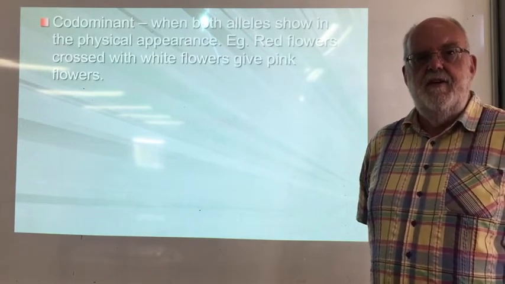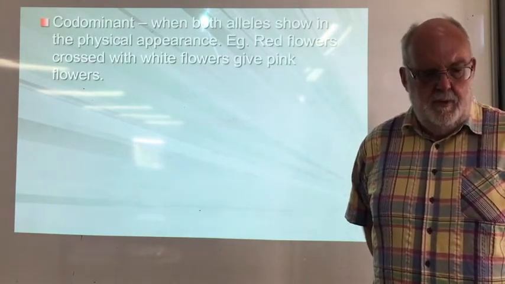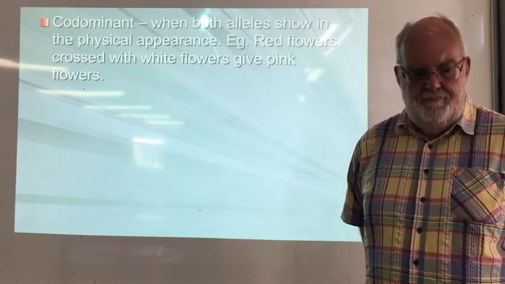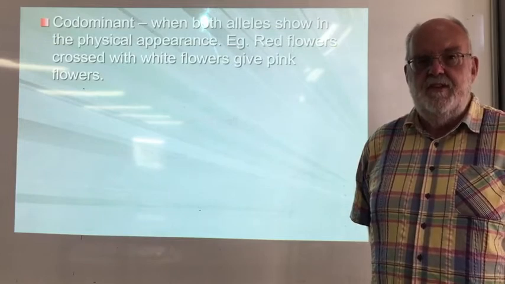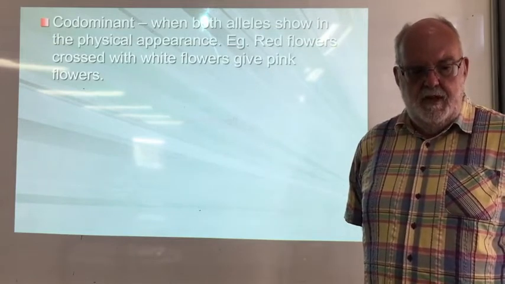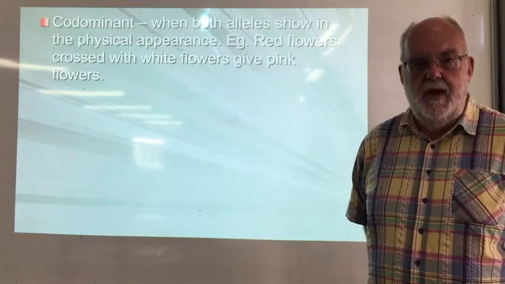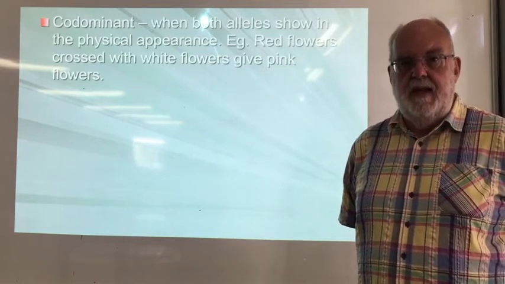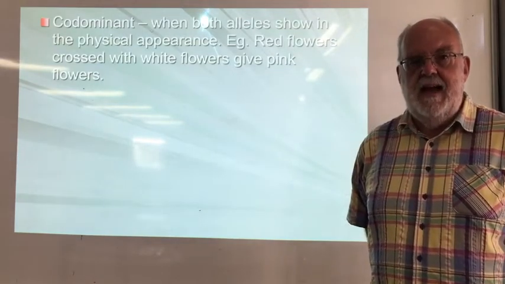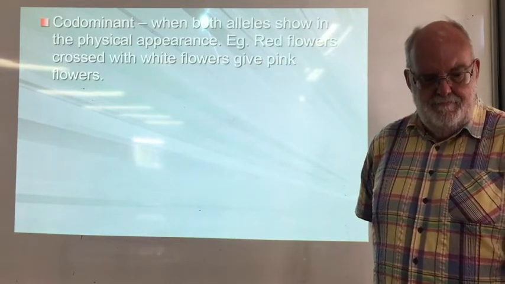As I said just now, there are a few exceptions to that. Occasionally, you get a situation of what is called codominance. Both alleles show in the physical appearance. So this is a simple example. You've got two different alleles for flower colour. One is red and one is white. And if the flower has both those alleles, the flower is then pink. If it only has red alleles, it's red. And if it only has white alleles, it's white.